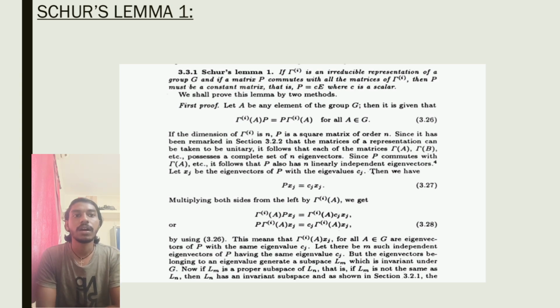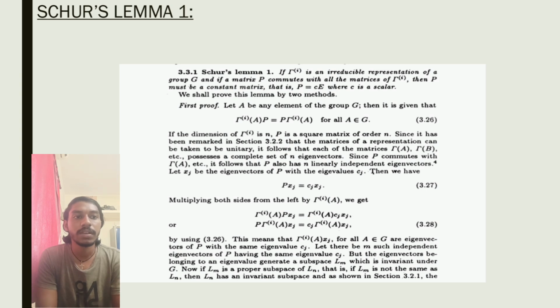If the dimension of Γ^i is n, P is a square matrix of order n. Since it has been remarked that the matrices of representation can be taken to be unitary, it follows that each of the matrices Γ(A), Γ(B), etc. possesses a complete set of n eigenvectors. Since P commutes with Γ(A), etc., it follows that P also has n linearly independent eigenvectors. Let x_j be eigenvectors of P with eigenvalues c_j. Then we have Px_j = c_j x_j.